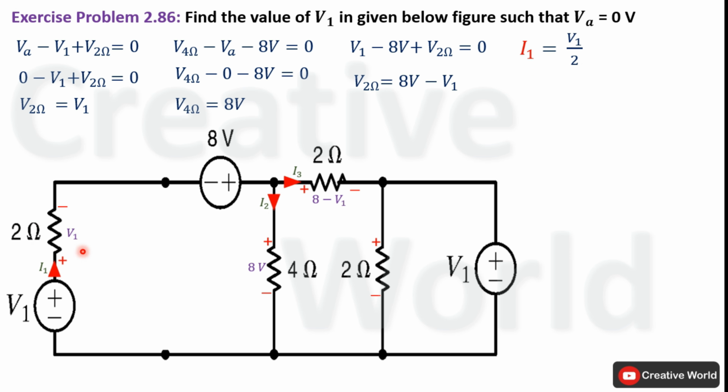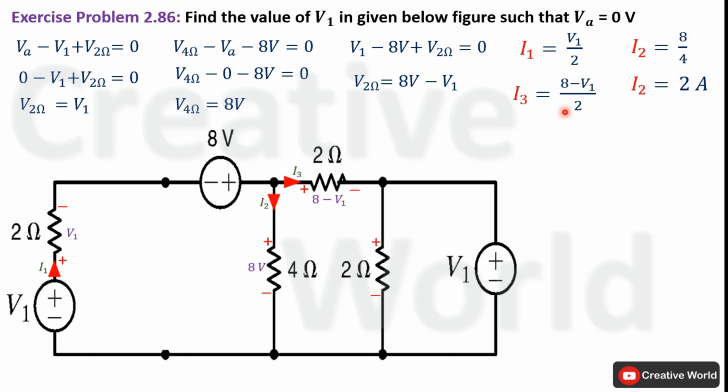Now we have to calculate the value of current through this 2 ohm resistance, that will be equal to voltage across it divided by the value of resistance, V1 divided by 2 ohm. Similarly, current through this 4 ohm resistance will be calculated by dividing the value of voltage across it by the value of resistance. 8 volt divided by 4 ohm, it will become 2 ampere. And current through this 2 ohm resistance will be equal to 8 minus V1 divided by the value of resistance 2 ohm.